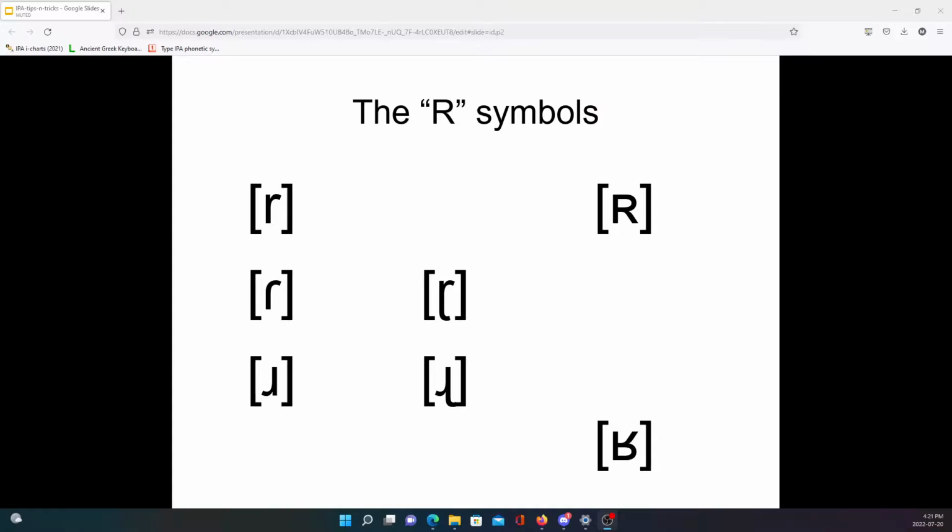Right, in this video, we are going to look at 7 symbols, all variants of the letter R. And so here they all are. All of these symbols represent voiced consonants. That's one thing that we can say they have in common.